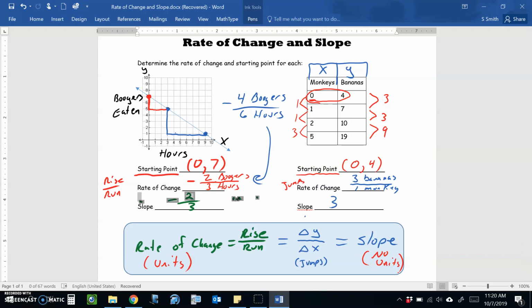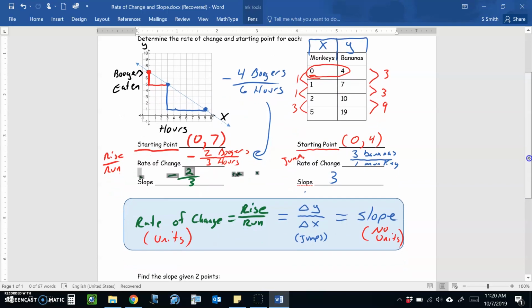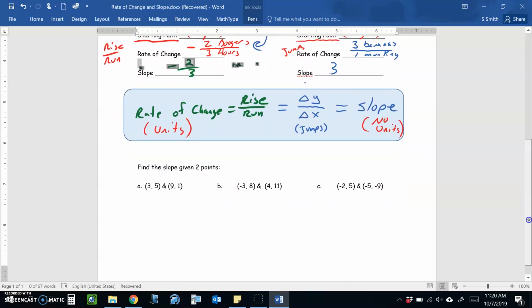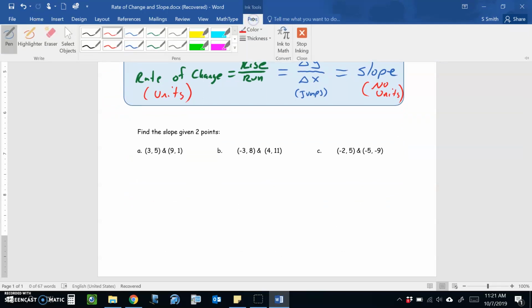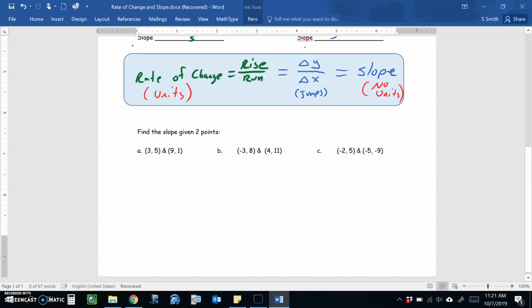So rate of change, we have 2 ways of finding it. We should be able to find it from a graph and from a table. And rate of change is the same thing as slope, just without the units. So here's what's up. I'm going to give you a couple of points here. I want you to find the slope. So again, no units. Now, some of you might know some formula. We'll talk about that tomorrow. But for right now, check this out.